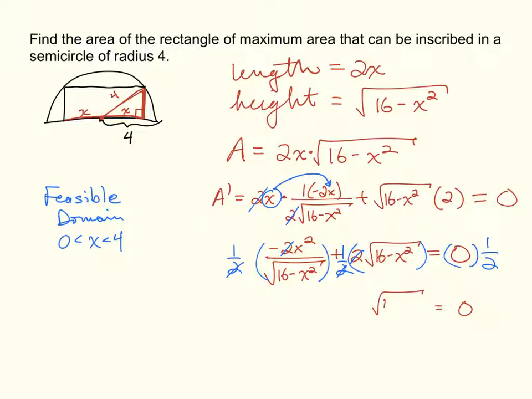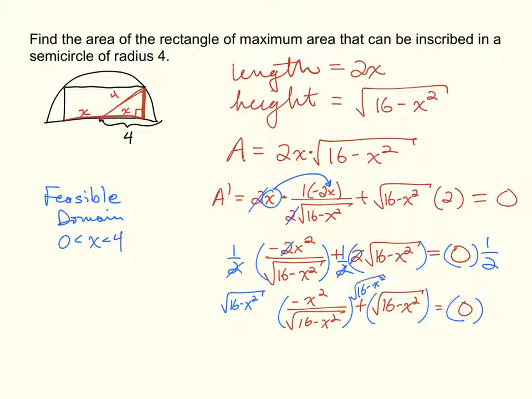Trying to make this as simple as I can for when I start solving for x, this is negative x squared over the square root of 16 minus x squared, plus the square root of 16 minus x squared equals 0. Now, to start solving for x, I need to multiply all terms by the square root of 16 minus x squared. On the right side of this equation, you still end up with 0. On the left side, this will get rid of the denominator.